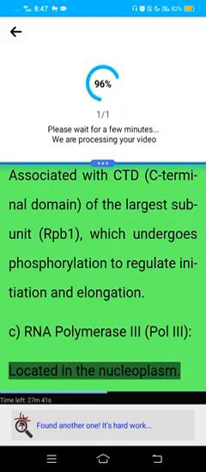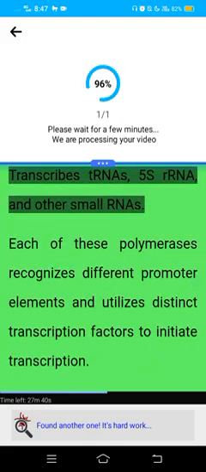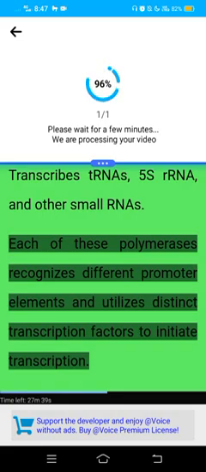C. RNA polymerase III, Pol III, located in the nucleoplasm. Transcribes tRNA, 5S rRNA, and other small RNAs. Each of these polymerases recognizes different promoter elements and utilizes distinct transcription factors to initiate transcription.